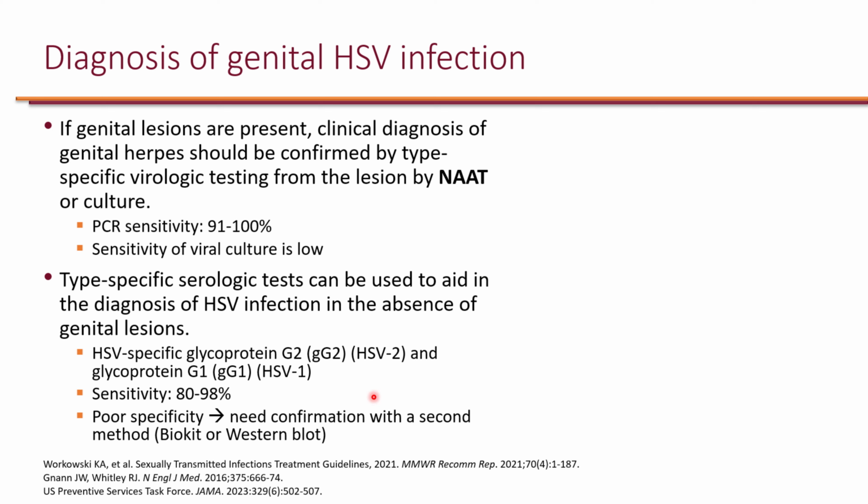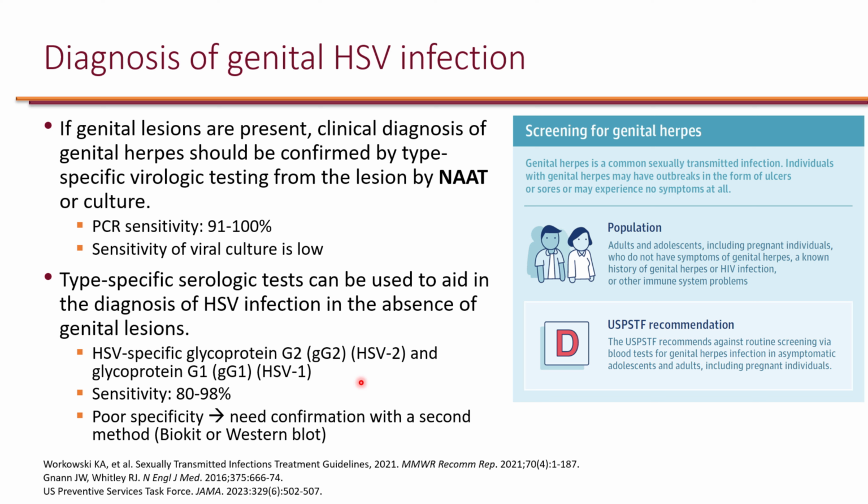Now, when it comes to screening, these are the USPSTF recommendations. They recommend against routine screening by blood test, so essentially the serology test, for genital herpes infection in asymptomatic people, including pregnant individuals. So it's not recommended. It's only when people have symptoms that you then do the NAT and diagnose them with genital herpes. Now, when people do have genital herpes, those ulcers actually increase the risk of HIV transmission. So for that reason, all persons with genital herpes should be tested for HIV.